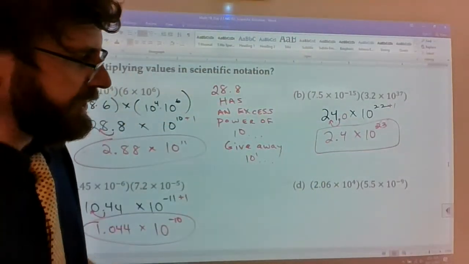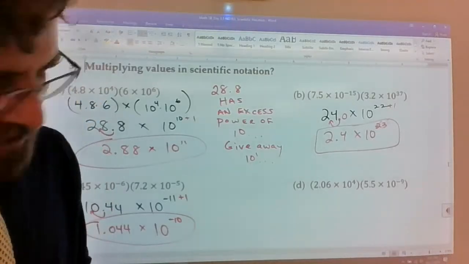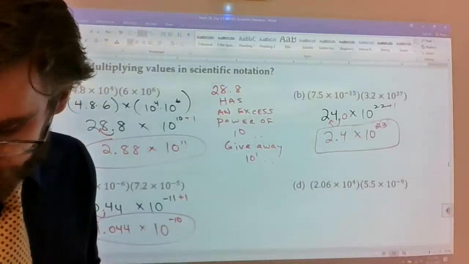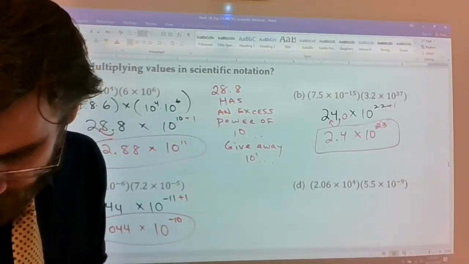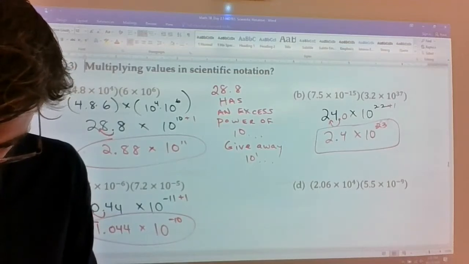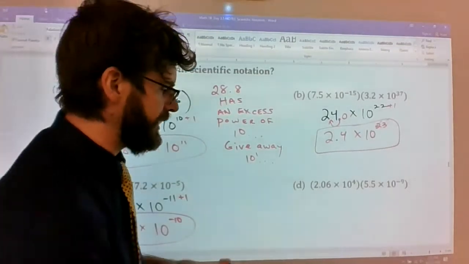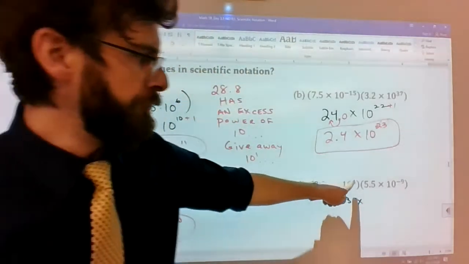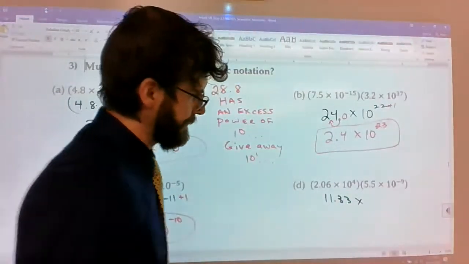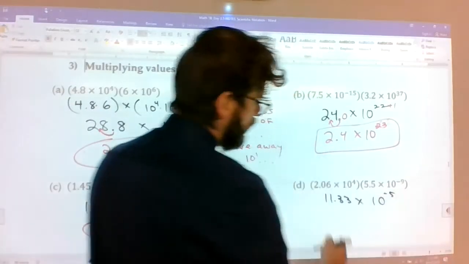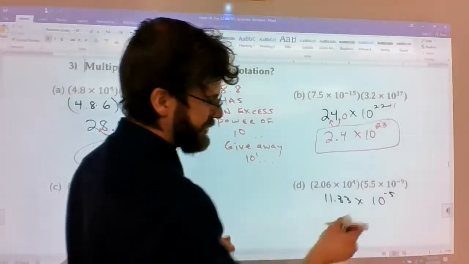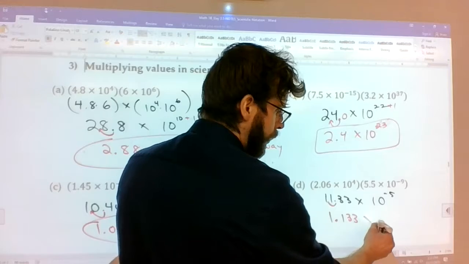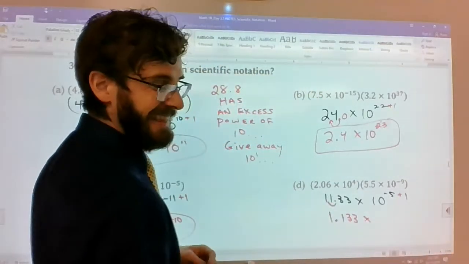All right, and then the last one over here, 2.06 times 5.5 ends up being, I think it's 11.33. Let me double check, though. 11.33 times 10 to the 4 plus negative 9 is negative 5. We have a surplus or an excess, so what you do is you say, I'm going to move you over here, and then I'm going to give that power back here. 10 to the negative 4.